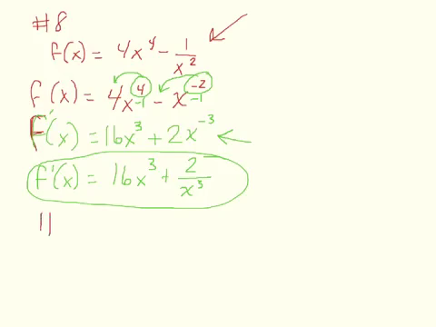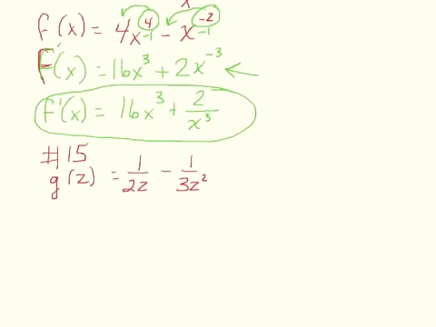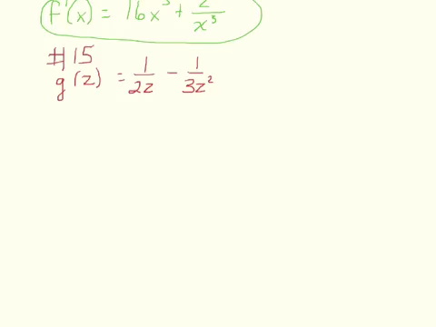Okay, number 15. It's the exact same thing there. So we have g of z, 1 over 2 times z minus 1 over 3 times z squared. They're different terms, so you're going to find the derivative of them separately. And you were told anytime you have variables in the bottom, you've got to rewrite it.